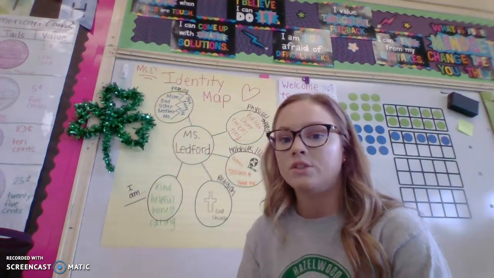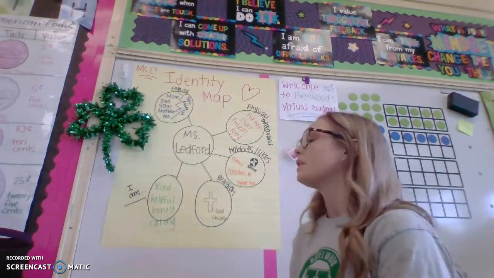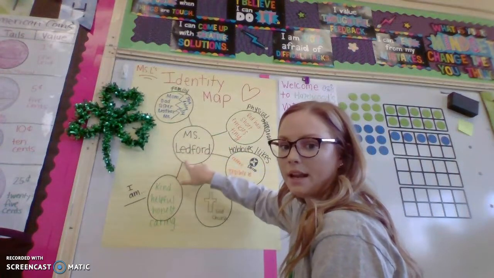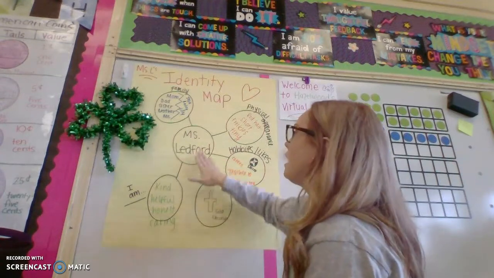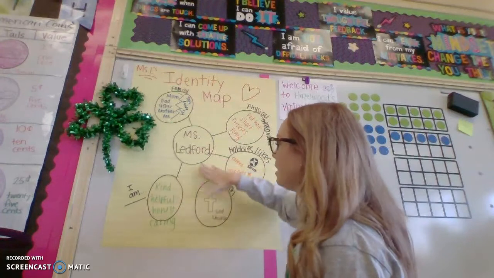But what you're going to do is make a map of who you are and the things that make you who you are. So I decided to start with a circle in the middle of the page and write my name. Your name is a part of who you are. So my name is Miss Ledford. So I put that in the middle. And coming off of my name, I put different things about me.